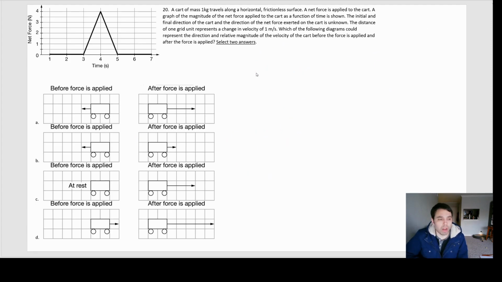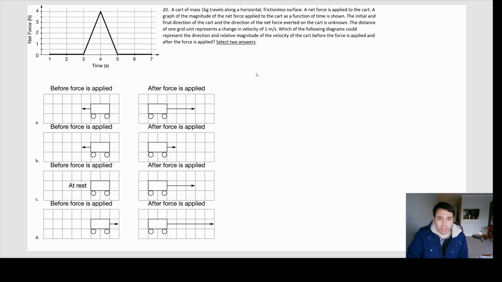All right, last problem. The multi-answer question, number 20. A cart of mass 1 kilogram travels along a horizontal frictionless surface. A net force is applied to the cart. A graph of the magnitude of the net force applied to the cart as a function of time is shown. The initial and final direction of the cart and the direction of the net force exerted on the cart is unknown. The distance of one grid unit represents a change in velocity of 1 meter per second.